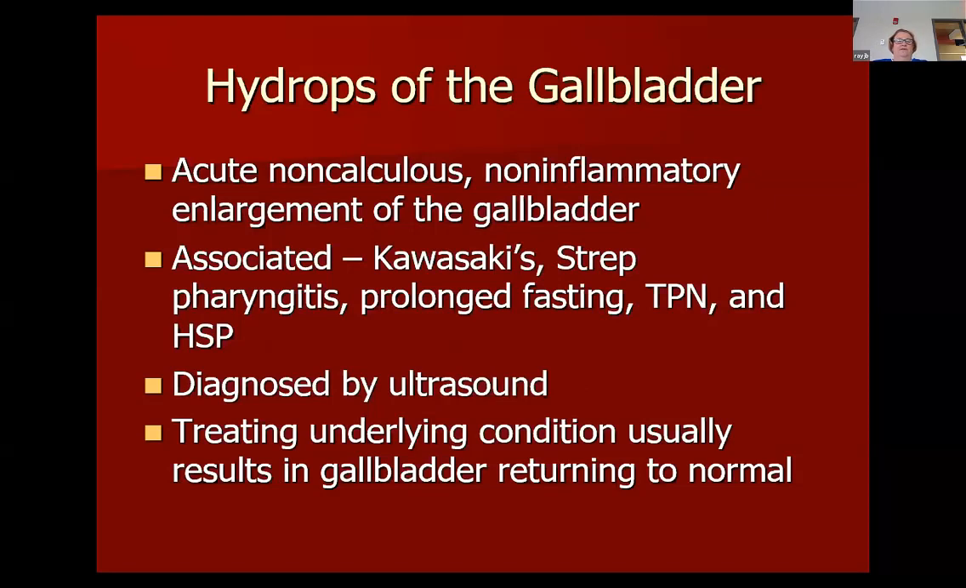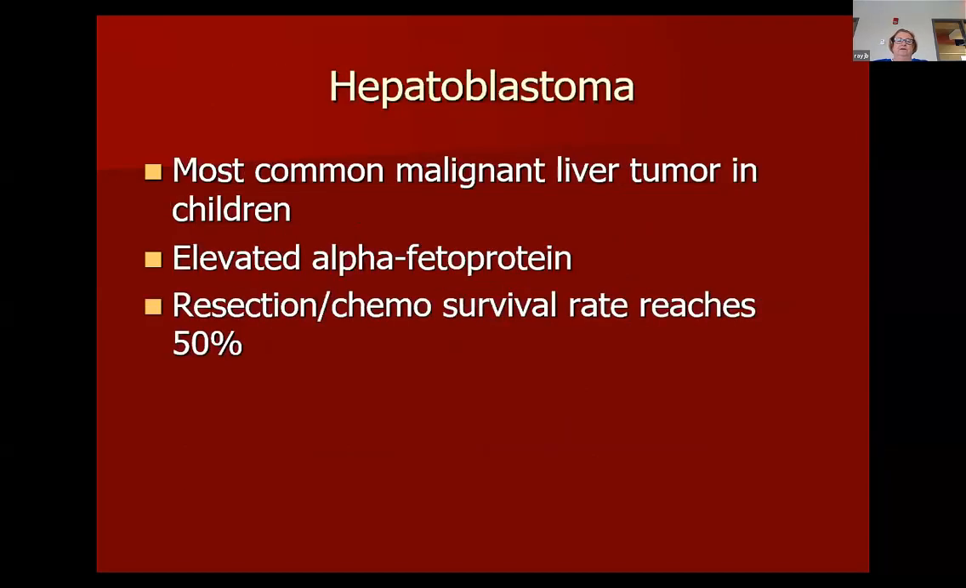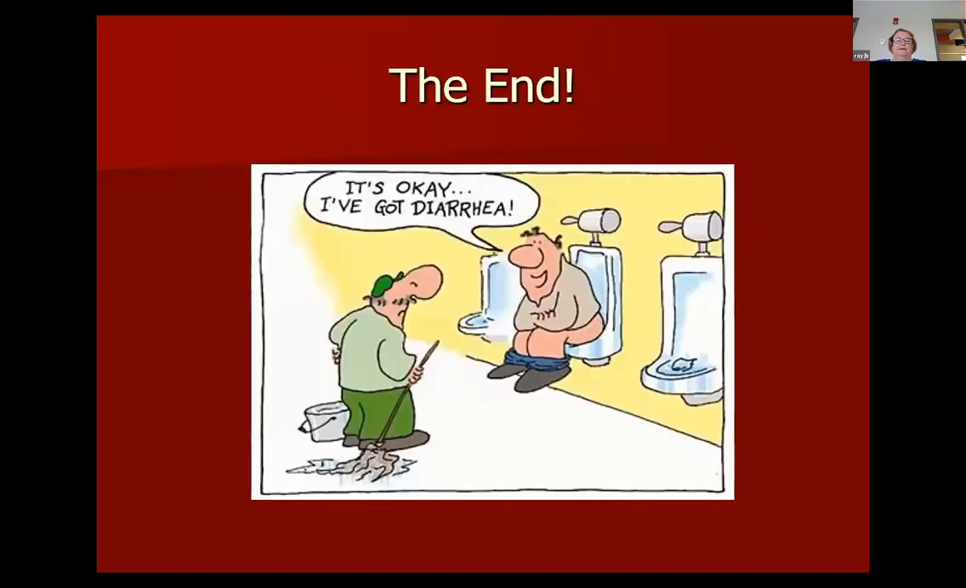Hydrops of the gallbladder, very unusual, is associated with Kawasaki's and or strep sometimes. Prolonged fasting, once again, usually not something we see around here, and diagnosed by ultrasound. And hepatoblastoma. One of my best friends in medical school, his brother died of hepatoblastoma while we were in medical school. His younger brother was 15 at the time. Associated with the elevated alpha-fetoprotein, and it still, to this day, has not changed in its survival rate, which is 50% for 5 years, and it's the most common malignant liver tumor in children.